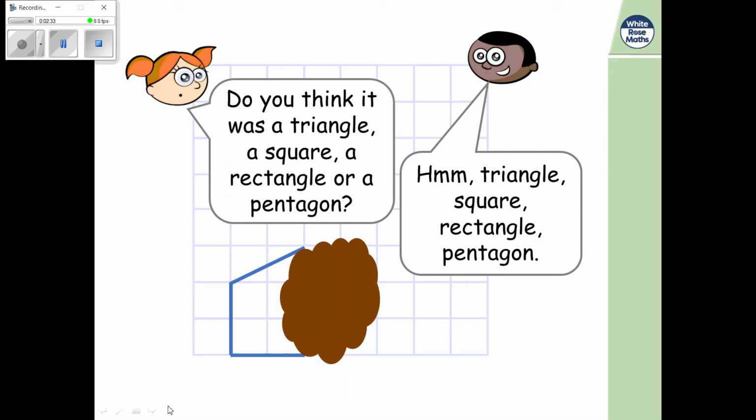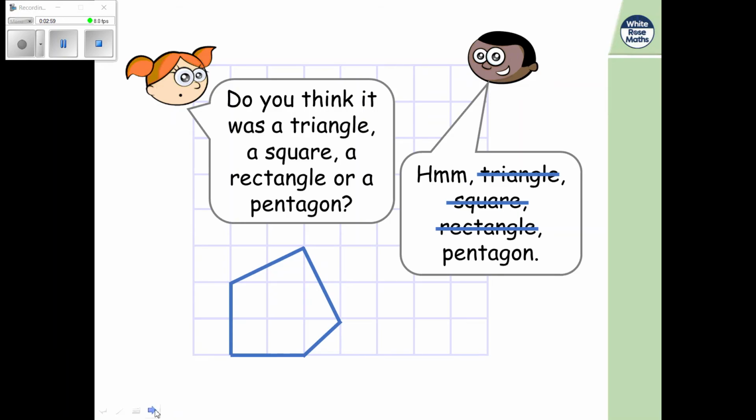So hopefully you've had a little think, and we know 1, 2, 3 already has 3 sides, so it cannot be a triangle, so we'll do an elimination. A square, it has to have all equal sides, so again it cannot be a square. Similarly to earlier, rectangle, again it has to have the same sides of the opposite. And again, a pentagon, it could be, so let's have a little look. 1, 2, 3, 4, 5-sided shape is a pentagon.